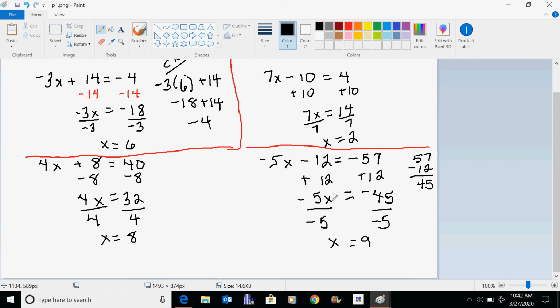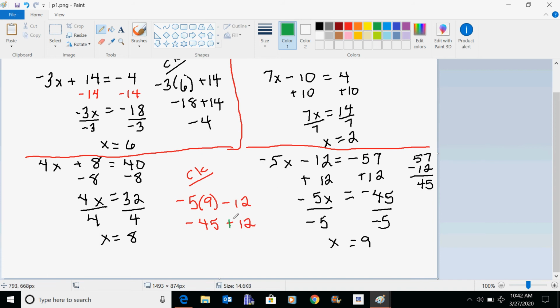You need to make sure you're being very, very careful on your work. And once again, you can always go back and check. The check is for you to make sure that you've gotten the right answer. So if I'm doing this one, I'm taking my 9, I'm plugging it back in to make sure that this gives me 57. 5 times 9 is 45 minus 12.